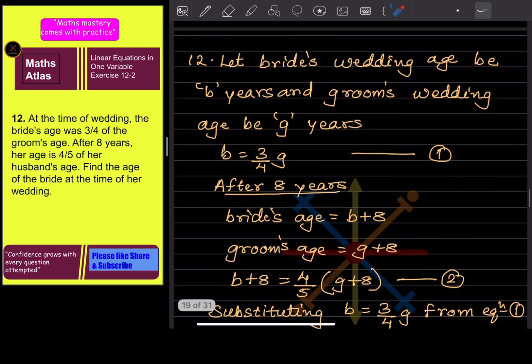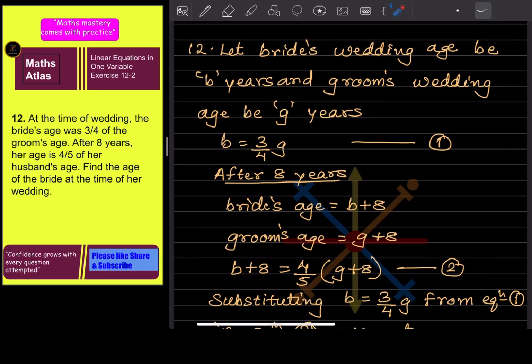That is question number 12. At the time of wedding, the bride's age was 3 by 4 of the groom's age. After 8 years, her age is 4 by 5 of her husband's age. Find the age of the bride at the time of her wedding. So now let us consider the bride's age B years and the groom's age G years. So B is equal to 3 by 4 of G. This will be equation number 1.